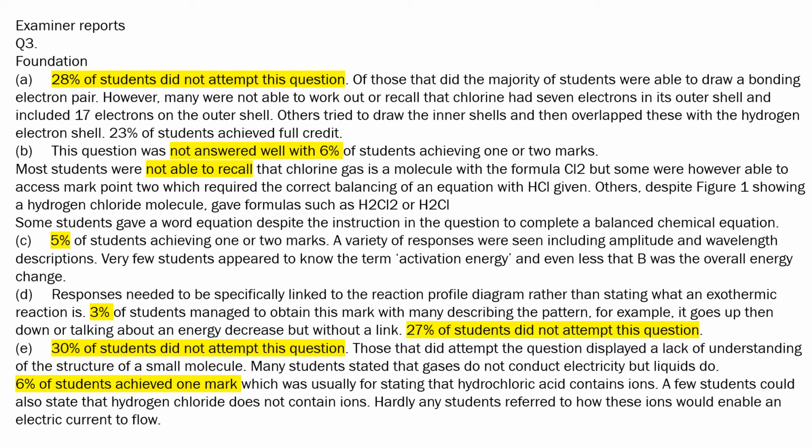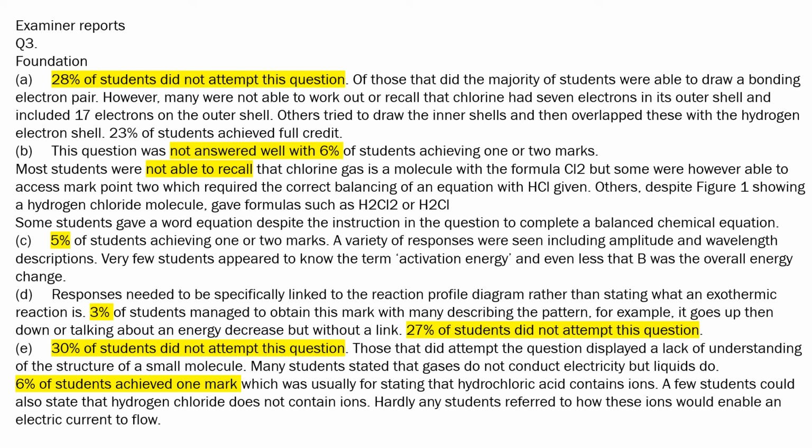stating what an exothermic reaction is. 3% of students managed to obtain this mark, 3%, with many describing the pattern. For example, it goes up, then down, or talking about an energy decrease, but without a link. 27% of students did not attempt this question. Part E, 30% of students did not attempt this question.